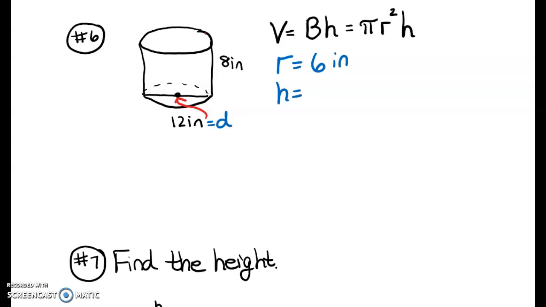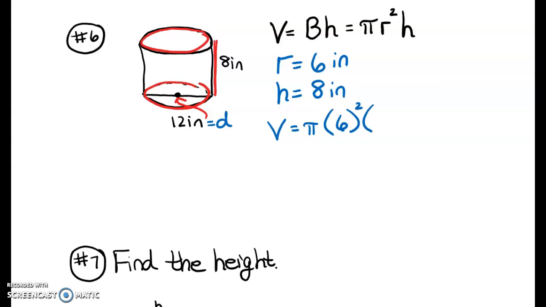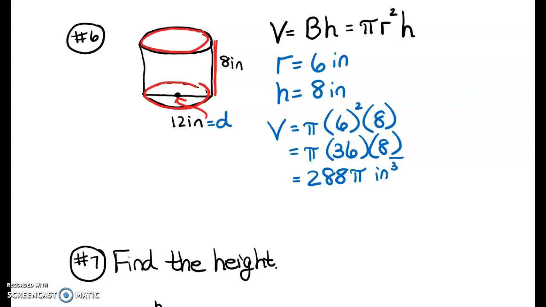Okay, so you can see that here's the top, here's the bottom. The perpendicular distance is 8 inches. So when I calculate, I get pi times my radius squared times 8. Okay, radius squared is 36 times 8. So 8 times 30 is 240. 8 times 6 is 48. So I get 288 pi inches cubed.